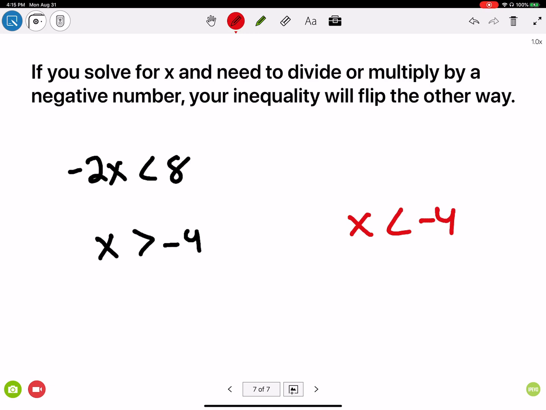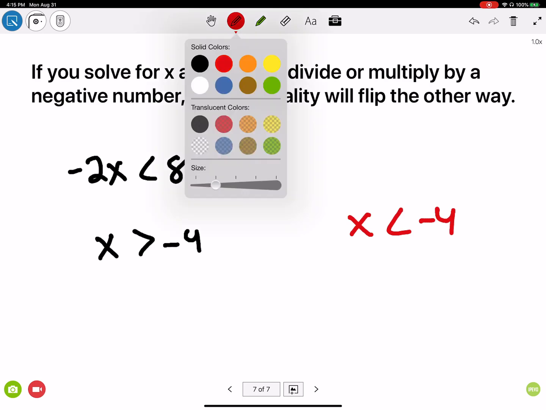Well, let's test out a number from each of these sets. There's a bunch of numbers here. If x is greater than negative 4, there's an infinite amount of values x can be, right? It can be negative 3, negative 2, negative 1, 0, 1, 2, 3, a billion. Here, if it's less than negative 4, it has to be to the left of negative 4, which means it could be negative 5, negative 6, negative 10, negative 20, negative 3,000. Let's see what happens when we test this.